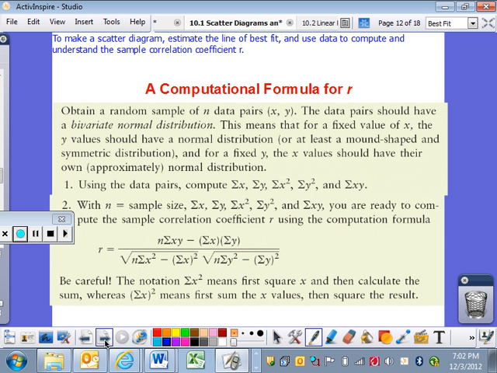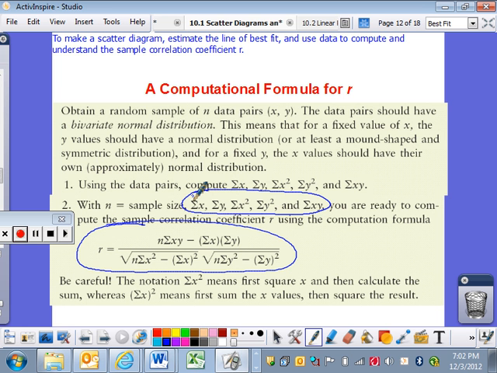Now this doesn't look much better, but this formula is what's on your formula sheet. That's what we need to be able to do in this section. I trust that all of you can make a scatter plot from the first section, but what I want you to do is work on this formula. This is not simple. You're going to need all of these different things in order to calculate this formula.